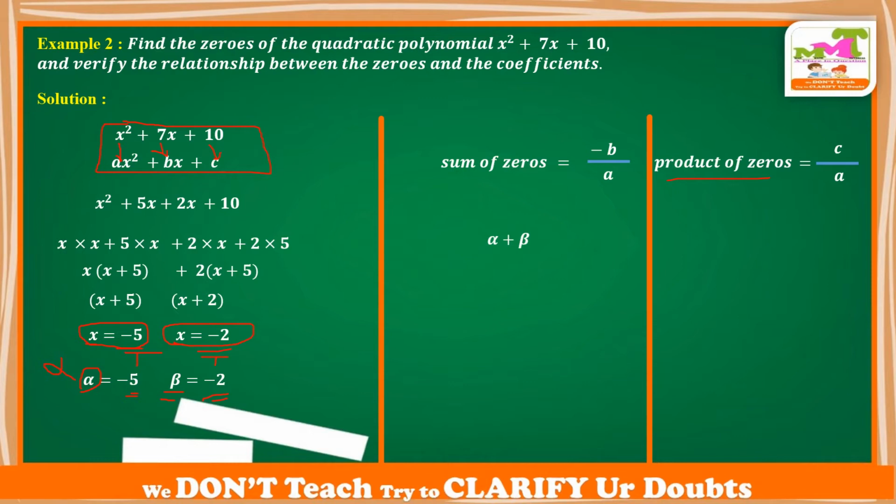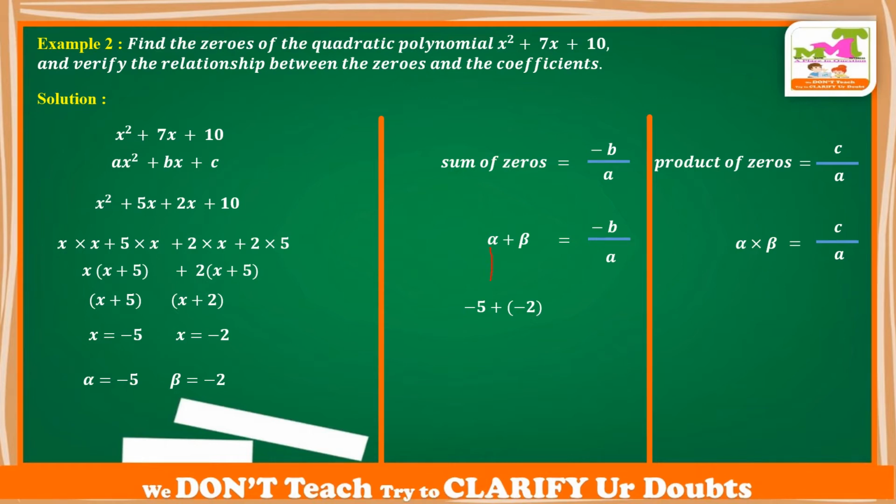Then sum of zeros we say alpha plus beta, because x value and x value, is equal to minus b by a. Now here see, if it is sum we are writing plus in between, and if it's product we are writing a multiplication symbol in between, is equal to c by a. I hope you understood. And coming to the next part, I'm substituting the value of alpha.